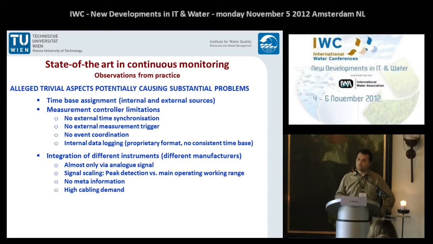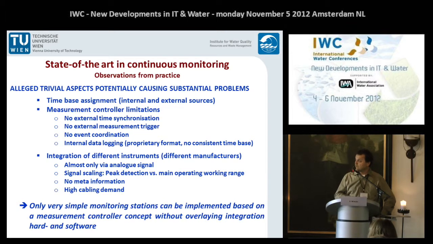For example, if you want to integrate a flow measurement, the question arises about signal scaling. Do you want to catch the peaks? Then you are most of the time at the very lowest range of the measurement range. If you want to optimize for most of the time, then you cut off the peaks. You only get the signal itself. You don't have any meta information from the instrument, and you have a very high cabling demand. So really very simple installation can be done on controller basis by itself, and if you have a more complex application, you need some integrated hardware and software on top of it.